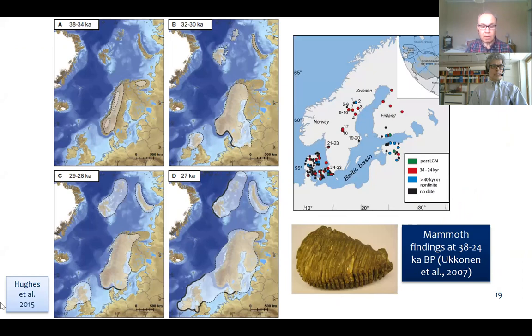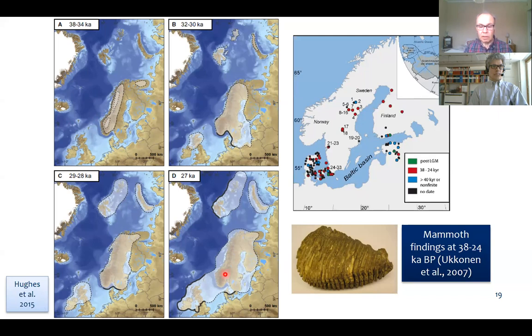There is another reconstruction of the ice margin from a group in Bergen led by Anna Hughes and others. And this shows the configuration of the ice sheet in the middle to late Weichselian, marine isotope stage 3 to 2. So for example, 34 to 38,000 years ago, once again, we had a small ice sheet confined to the mountains. Then it grew a little bit bigger. And maybe 27,000 years ago, it was probably the first time we had a connection between the British ice sheet and the Scandinavian ice sheet.